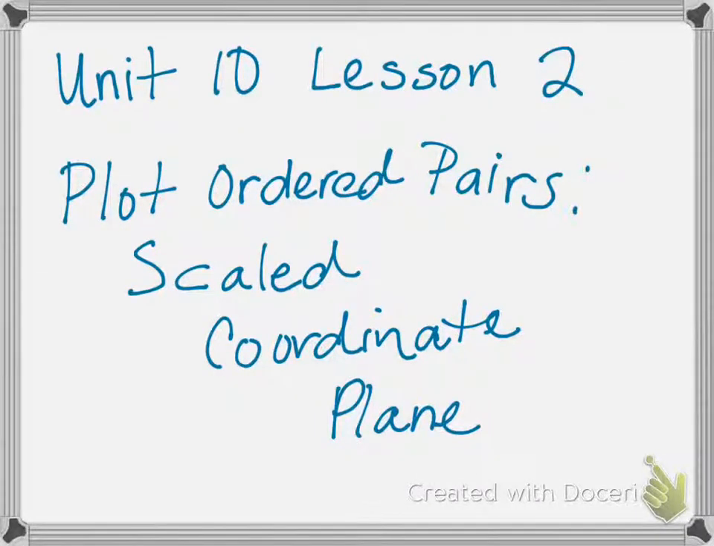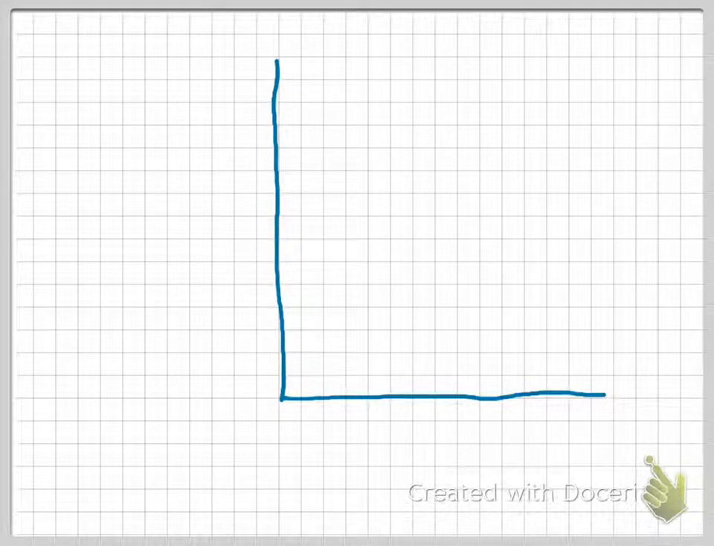This is a tutorial for Unit 10, Lesson 2. In this lesson, we'll be plotting ordered pairs, but we're going to focus on the scale of the coordinate plane, which I will show you what that means. So here we're looking at our coordinate plane, and we have our origin here, we have our x-axis here, and our y-axis, but we're not going to number them yet because we may be changing the scale.